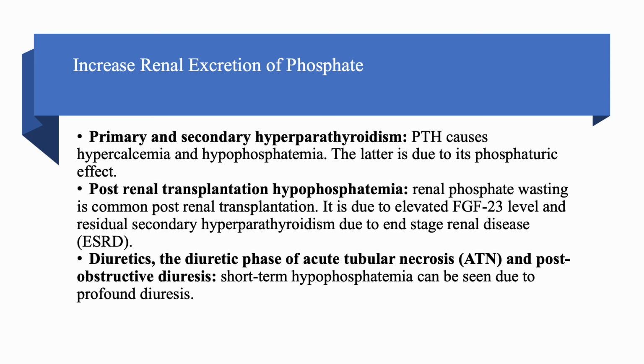If you are giving diuretics, recently I saw a case of hypophosphatemia due to diuretics. If you have someone who's diuresing a lot, like post acute tubular necrosis, the diuretic phase, and post-obstructive diuresis, also you are going to have short-lived hypophosphatemia. All you have to do is replace it.